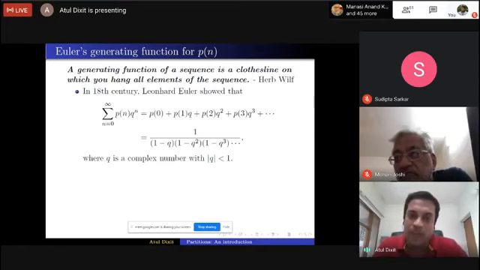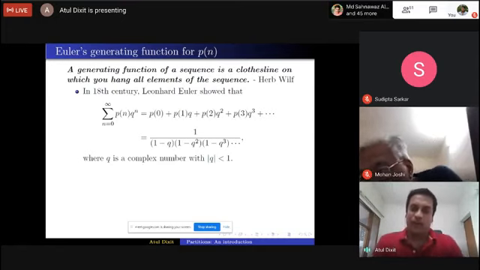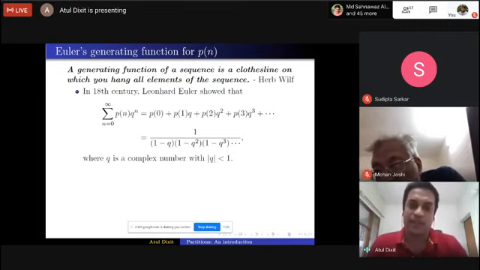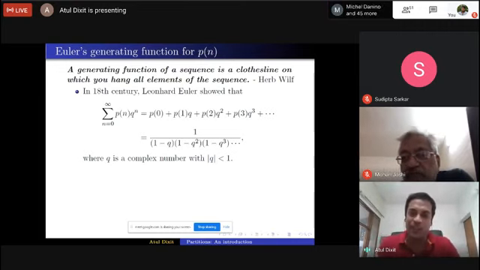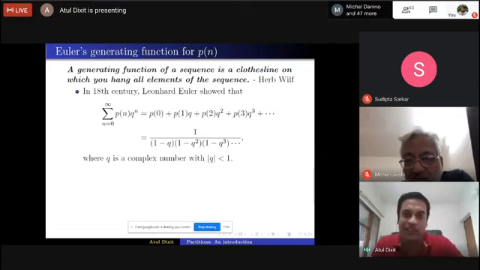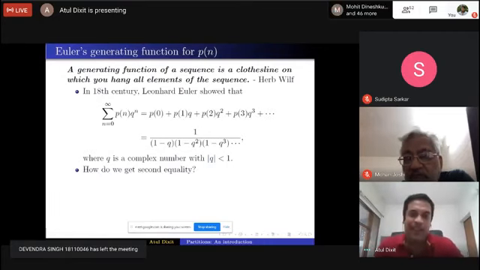Now here q is a complex number with mod q less than 1. This is required for the convergence of the infinite product. I'm not going to discuss the convergence aspects here. Let us not go into that detail, but whenever they are essential, I'll point them out. The important thing is to know how we get the second equality.